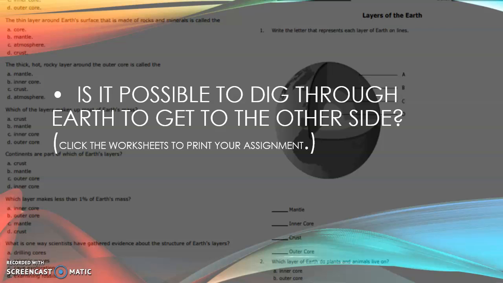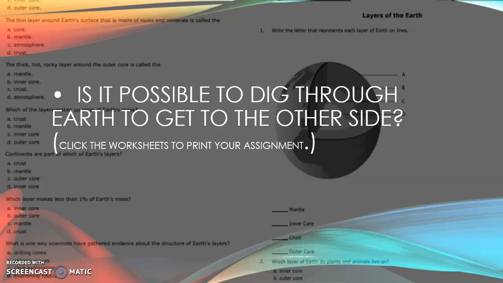Once you are done comparing your model with the model in the video, I want you to think about this question. Is it possible to dig through Earth to get to the other side? Your final assignment would be to answer the questions on this worksheet. I want you to click the worksheets. If you cannot print them out, that is fine. Just write your answers to the questions on a sheet of paper.